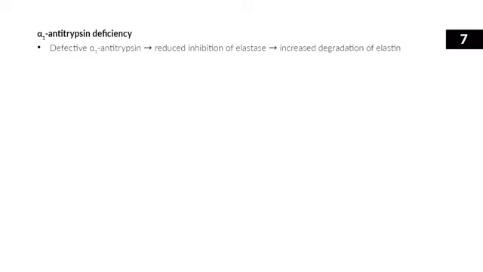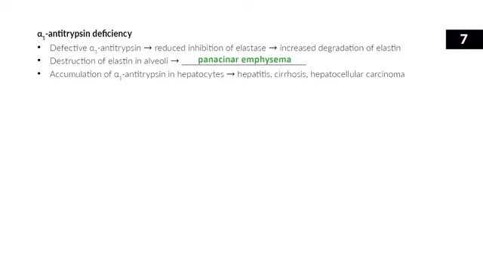And so with increased degradation of elastin, you're going to get destruction of elastin in the alveoli, which results in emphysema, a pan-acinar emphysema. So if you see emphysema in a non-smoker, think about alpha-1 antitrypsin deficiency, especially a young non-smoker. The other clinical finding in alpha-1 antitrypsin deficiency is that this defective alpha-1 antitrypsin molecule can accumulate and polymerize in the hepatocytes, and that leads to liver disease like hepatitis, cirrhosis, and even hepatocellular carcinoma. All right, that's it for collagen and elastin.